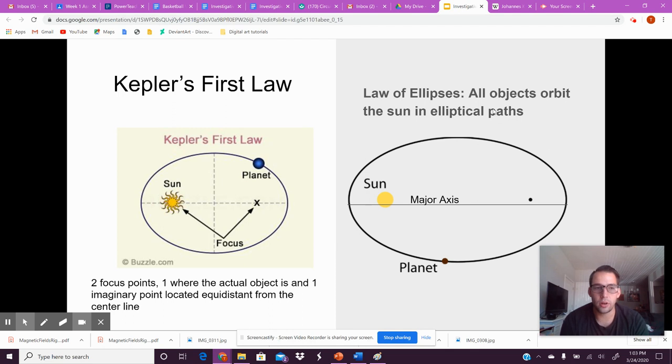Now the planet is going to be going around. You can see that at a certain point it's going to be very close to the sun, and then at another point, if you go to the opposite end, it's going to be very far away from the sun. That's going to be important when we go into some of the other laws.